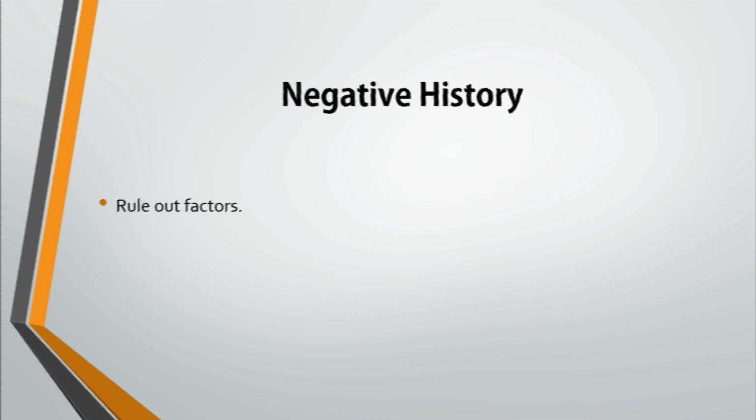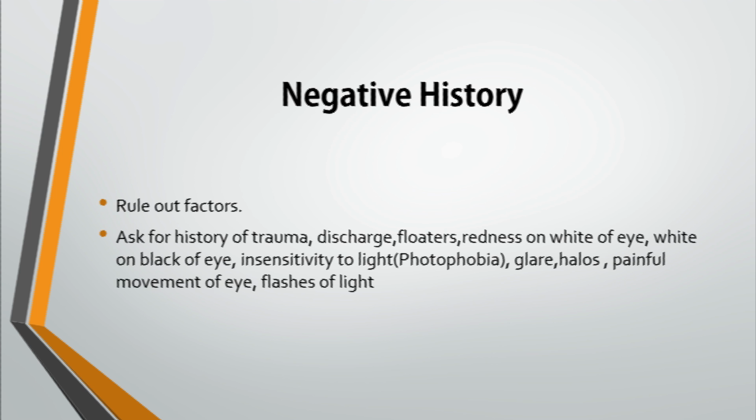Negative history. Rule out factors. Ask for history of trauma, discharge, floaters, redness on white of eye, white on black of eye, insensitivity to light, photophobia, glare, halos, painful movement of eye, flashes of light. Micropsia, macropsia. This helps us in ruling out certain diseases. For example, if the patient says he sees something floating, it directs us towards a possible vitreous condition.